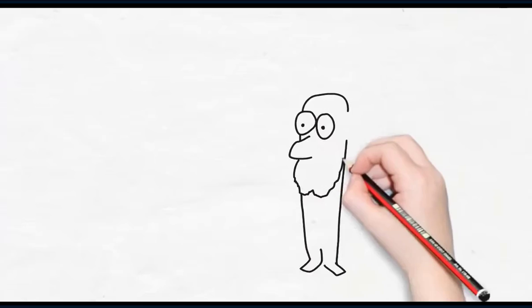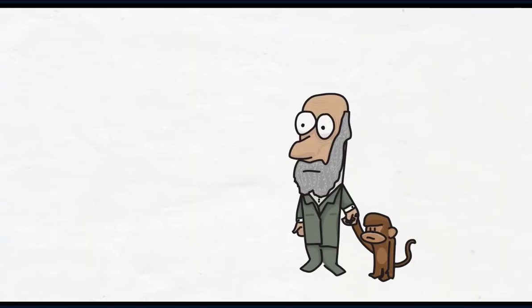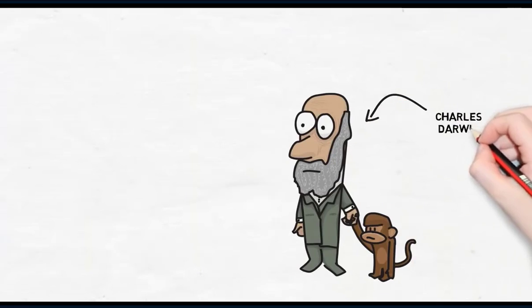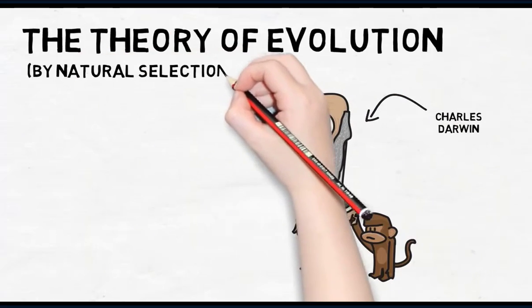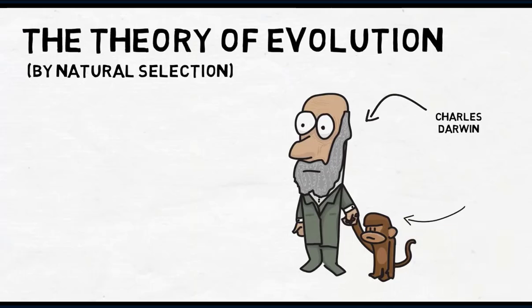Charles Darwin was a famous scientist in the 1800s. He was famous because he came up with an idea that changed the way we think about life on Earth forever: the theory of evolution.